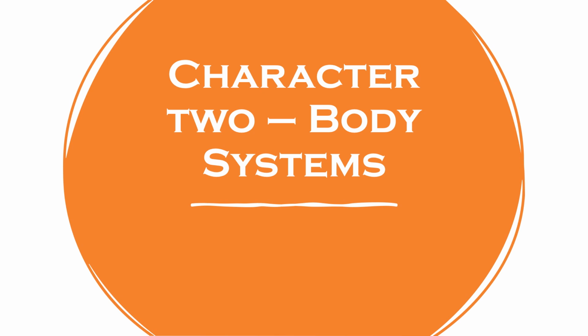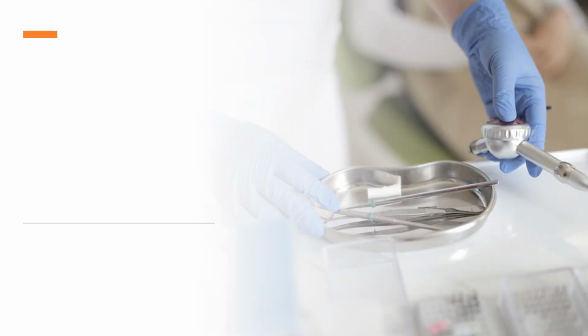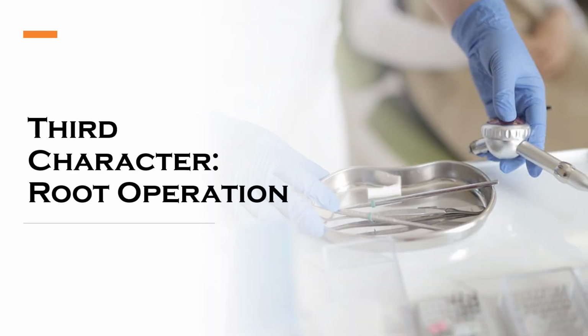The second character of a PCS code stands for the body system. This clarifies which system of the body was involved in the procedure. The third character of a PCS code represents the root operation. The root operation is the objective of the procedure. The objective could be things such as repair, replacement, drainage, excision, etc.